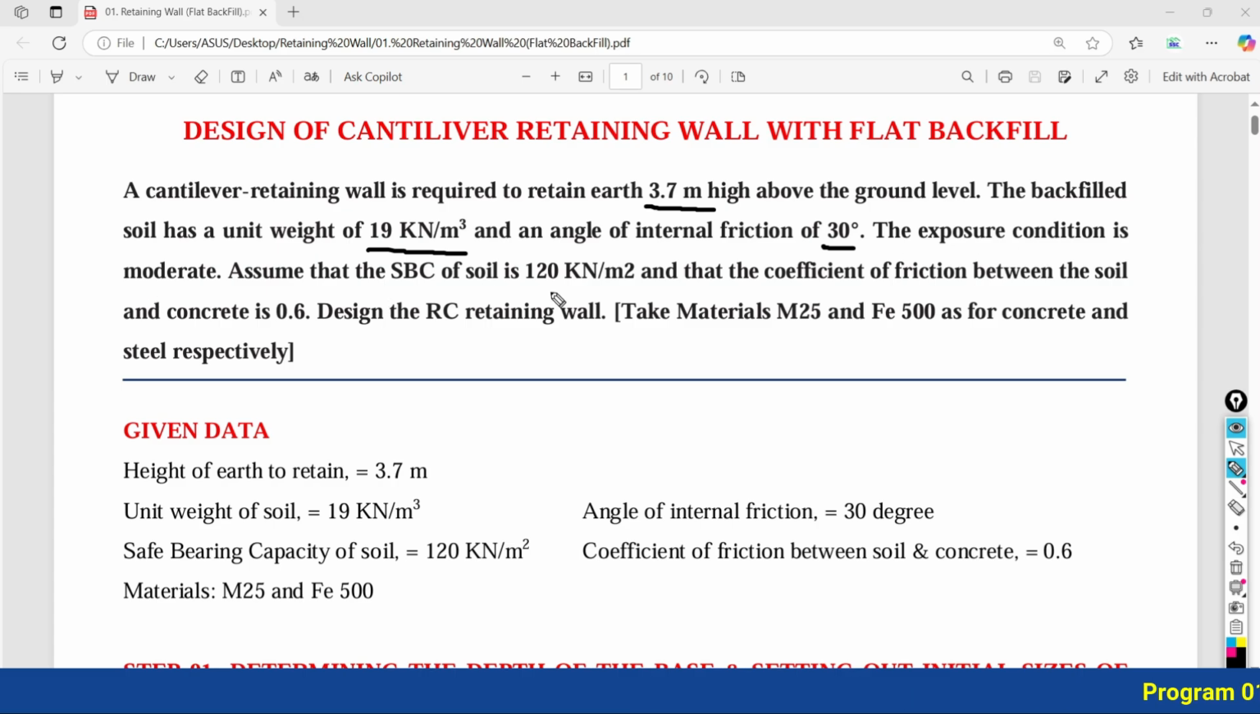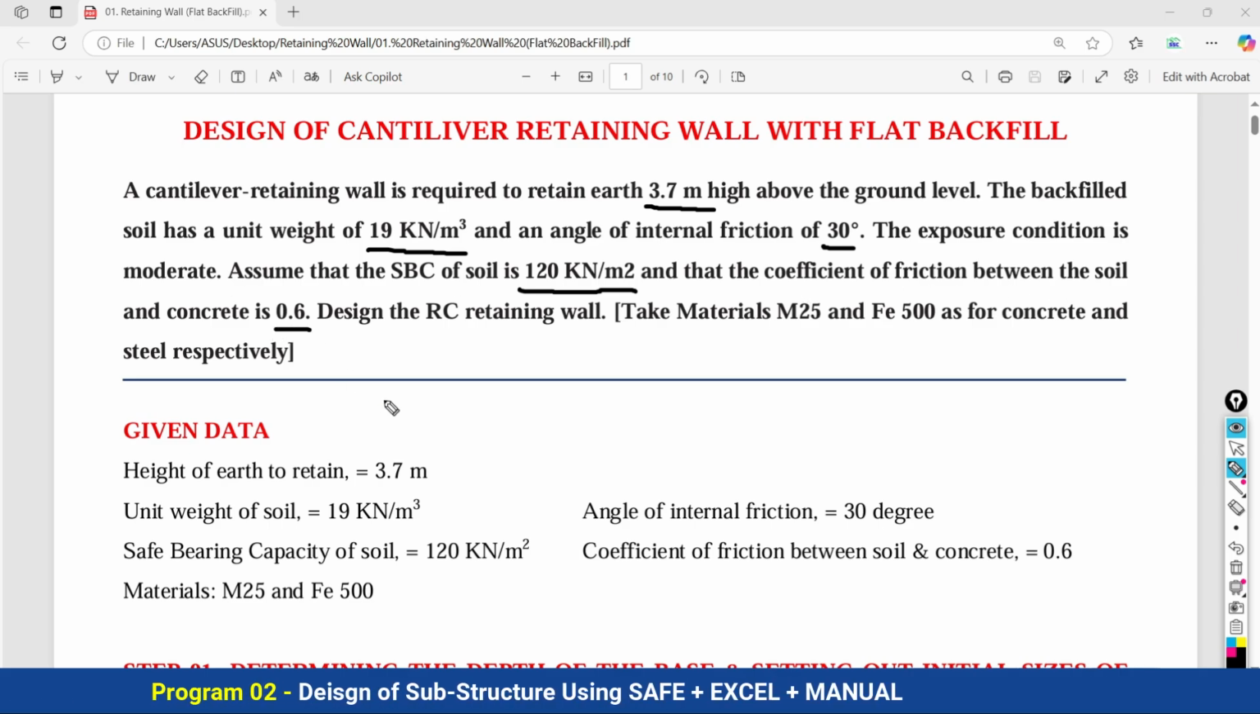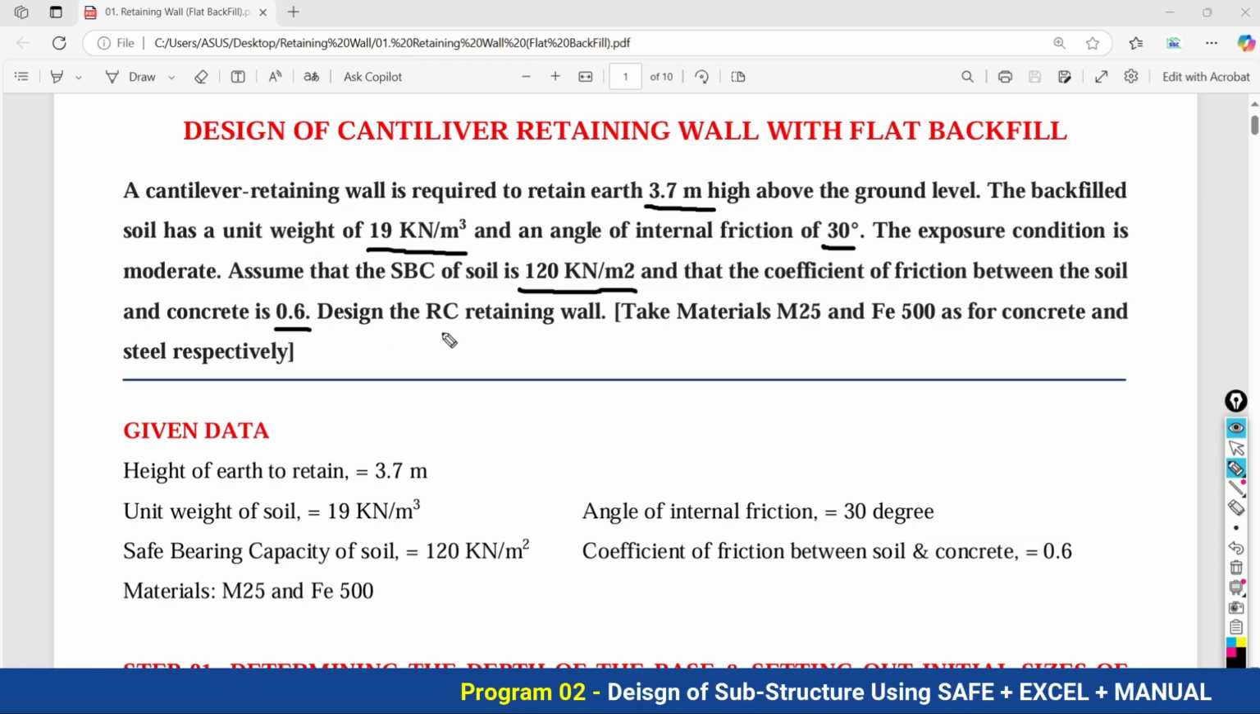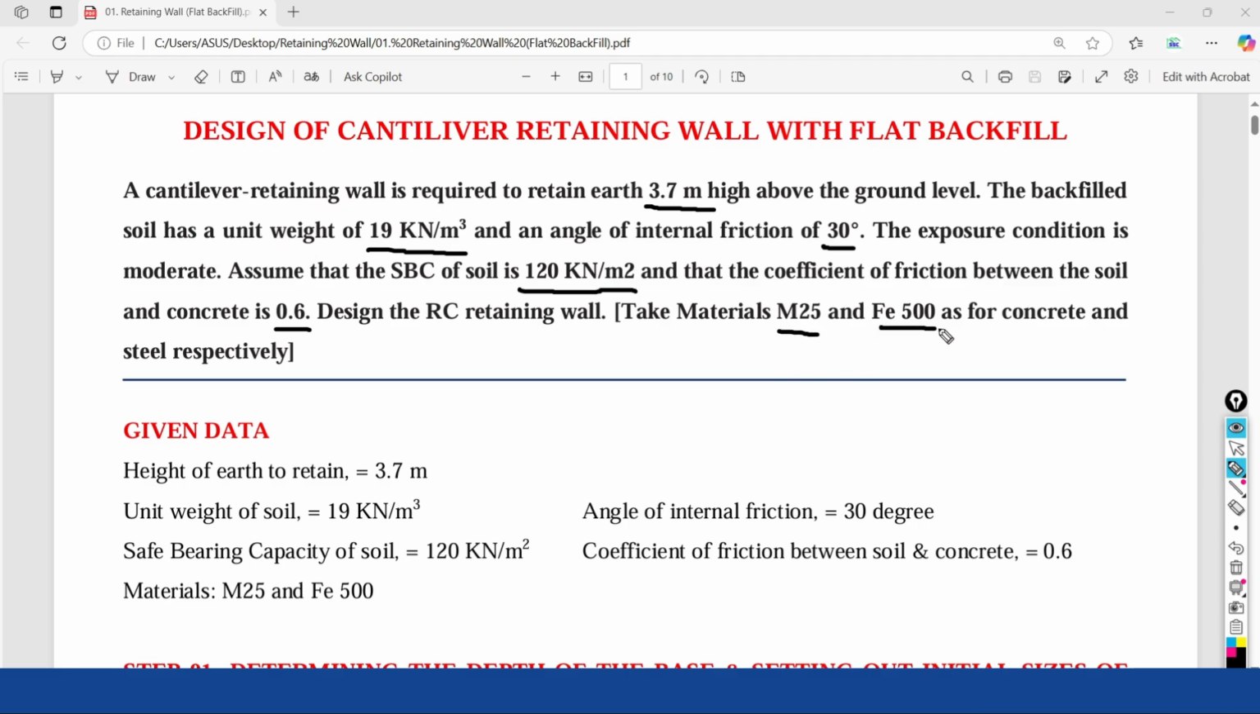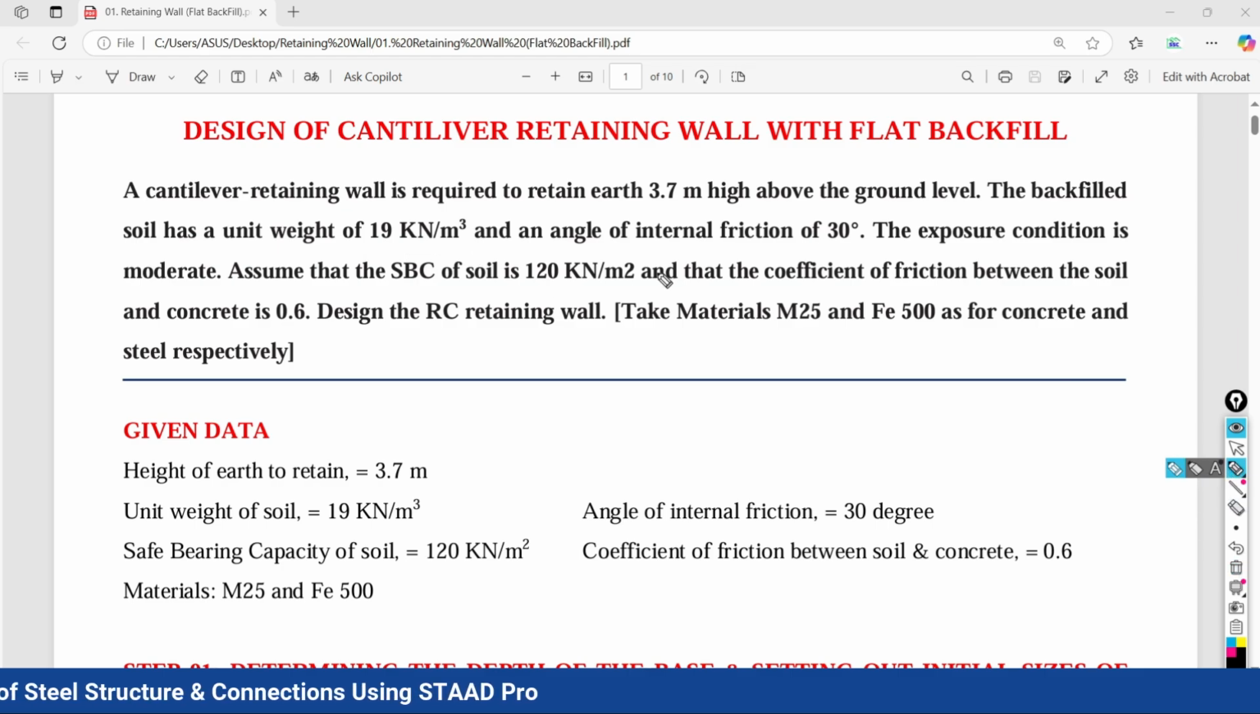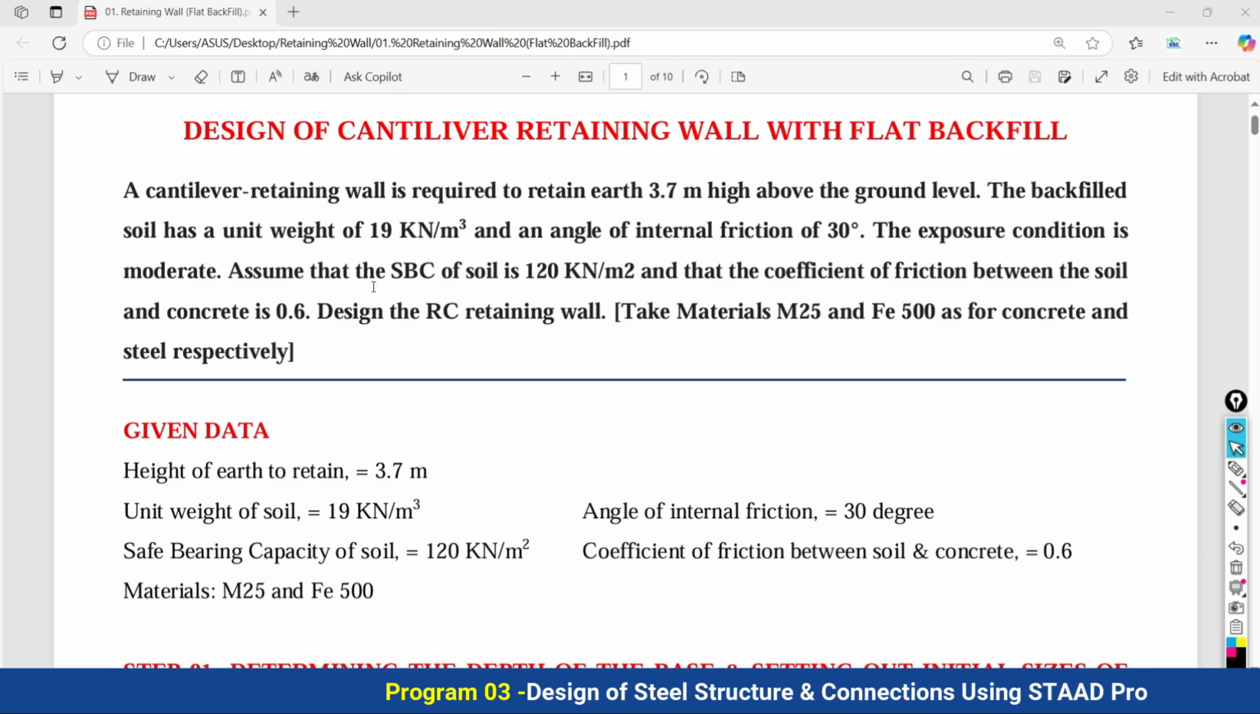Assume that the SBC of the soil is 120 kilonewton per meter square and that the coefficient of friction between the soil and the concrete is given as 0.6. We actually have to design a reinforced concrete retaining wall by considering the grade of concrete as M25 and grade of steel as Fe500. So here we have a cantilever retaining wall with a flat backfill. There is no inclination of the backfill that your retaining wall has to retain.